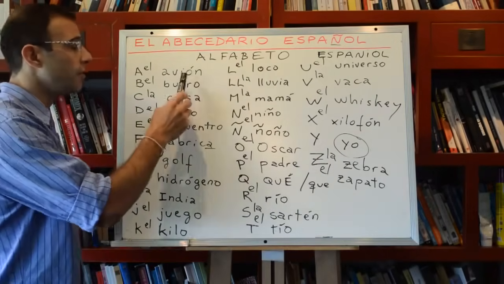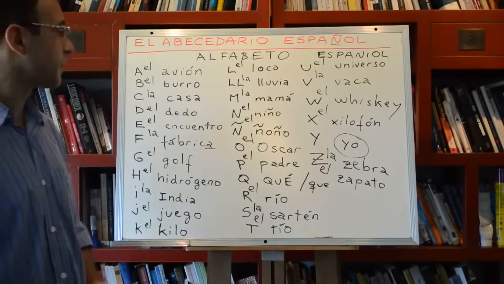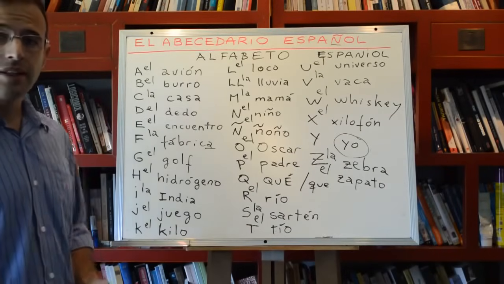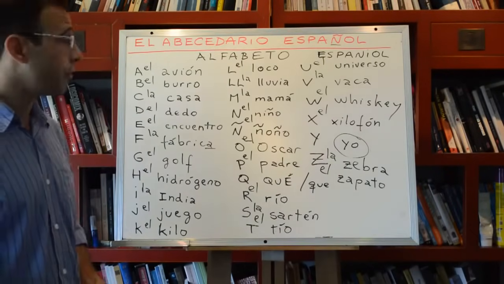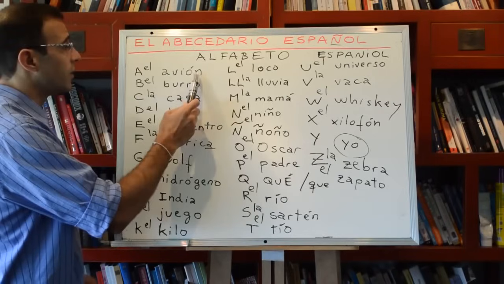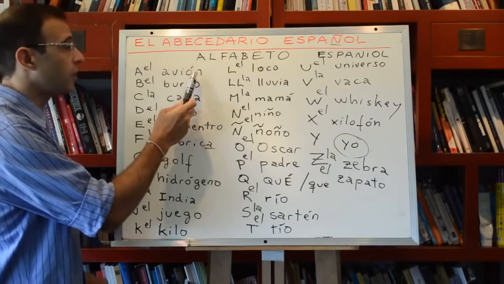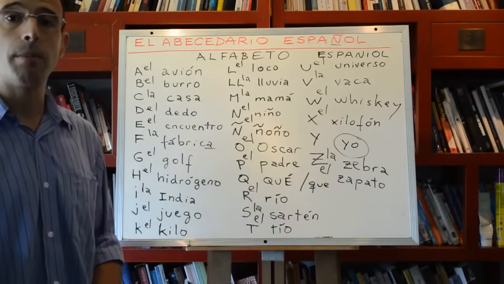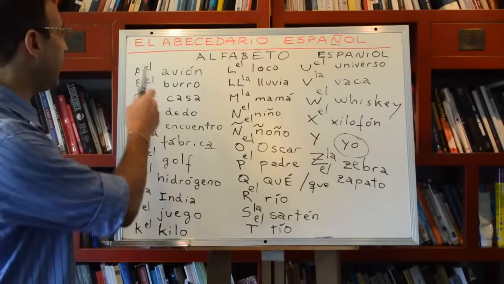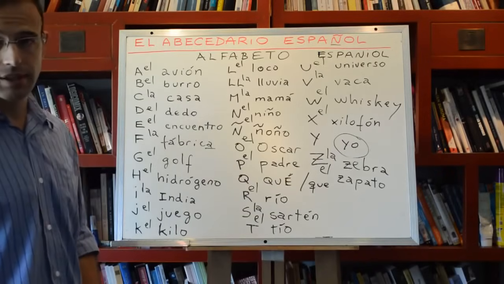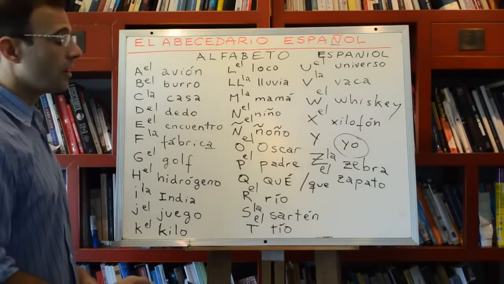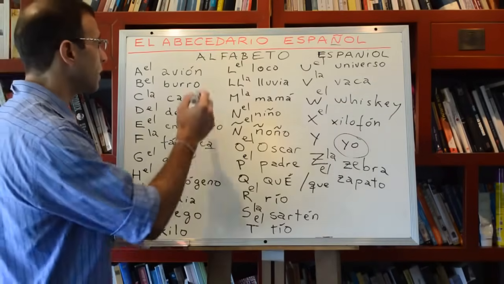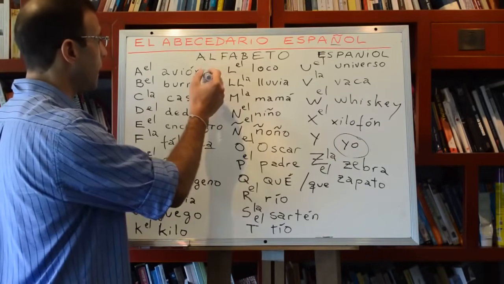Like the word avión for airplane. How can we identify whether it is masculine or feminine? In this case, the vowel that comes before the letter N is an O, and this indicates that it is a masculine noun. El avión for the airplane. It is masculine. The feminine would be with A at the end.